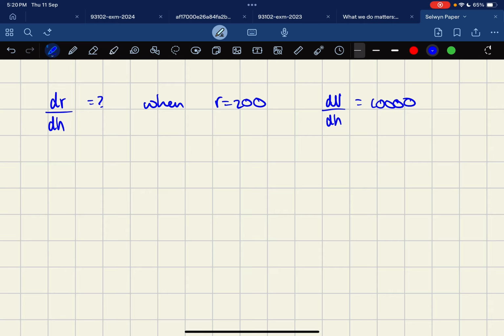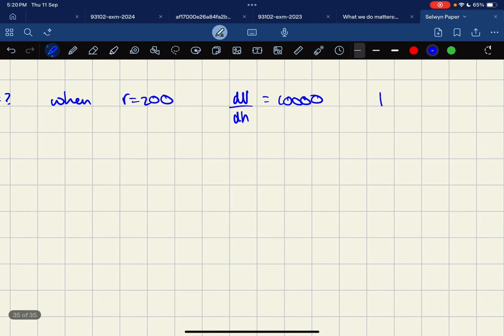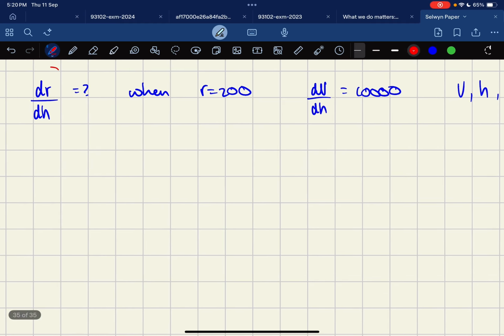Okay, so the factors that are changing here are the volume, the height that it climbs, and the radius. And so we need to use chain rule on this expression to account for the 3 variables. So the missing one is v. So we're going to separate this out into dr over dv times dv over dh. We've been given dv over dh already, which is great.